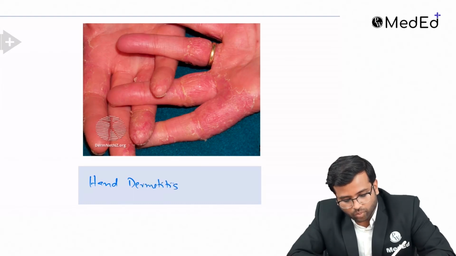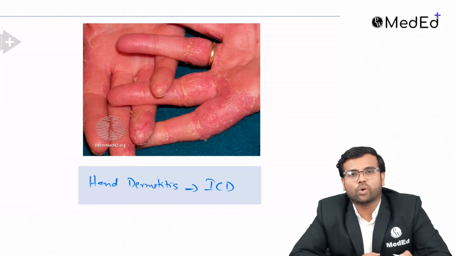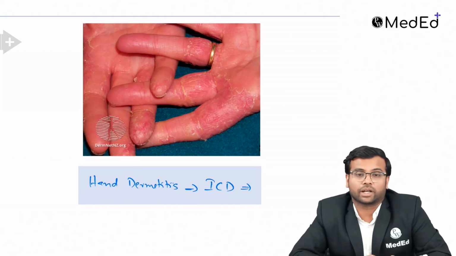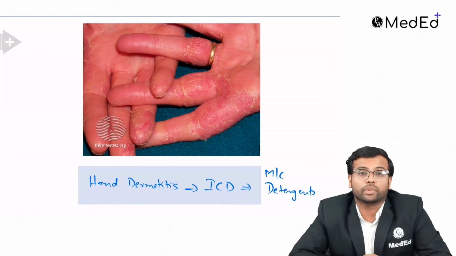So this is most commonly an irritant contact dermatitis. Now what is the most common culprit for this hand dermatitis? The most common culprit is going to be detergents.